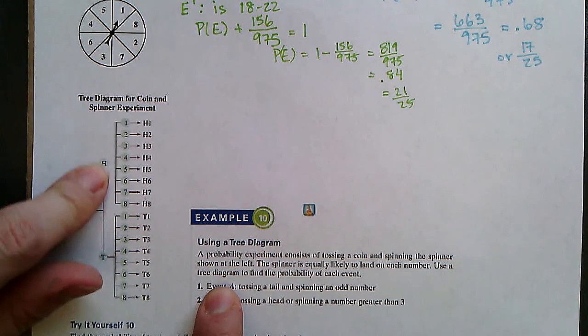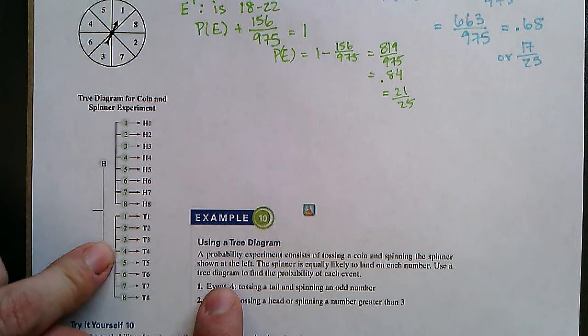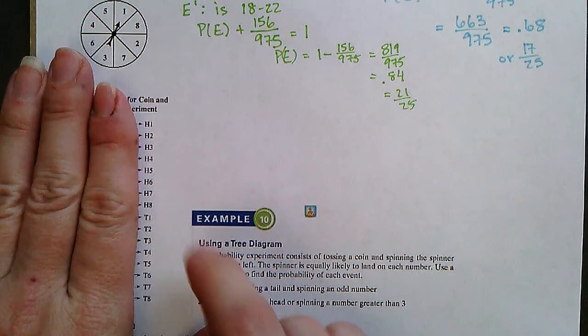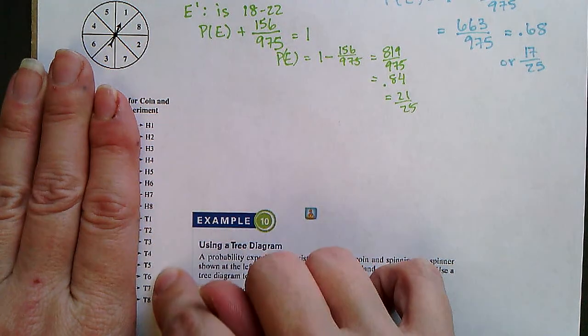The first thing to happen is to toss a coin. The second thing is to spin the spinner. And so this is my sample space out here. H1, H2, H3, H4, all the way through T8.